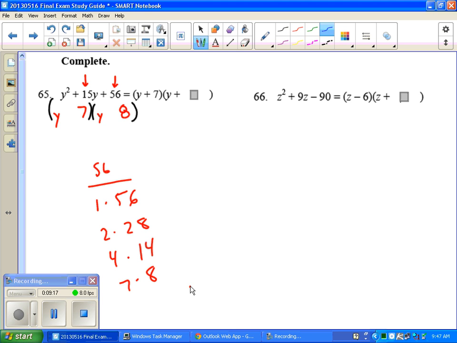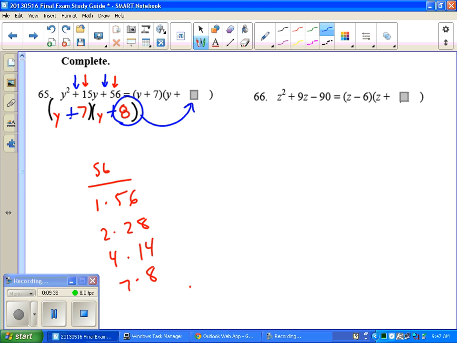Once you're there, your second sign tells you they're both the same, so it's going to be plus plus or minus minus. Your first one tells you they're both plus. But all you had to know for this one is the second number there. So 8 would fill that blank in.